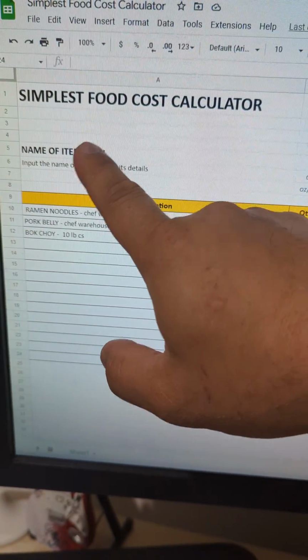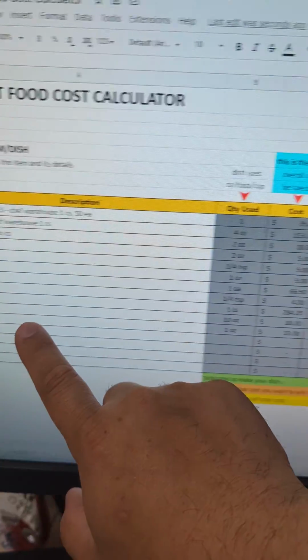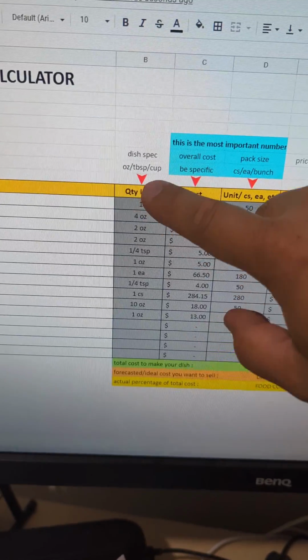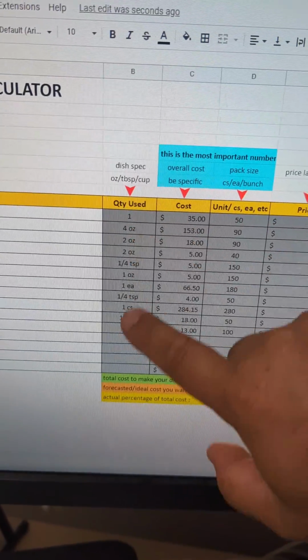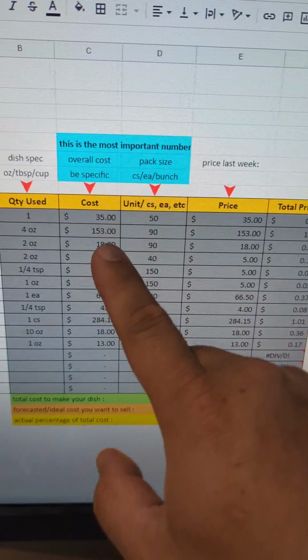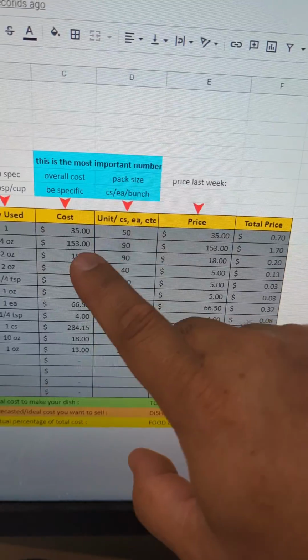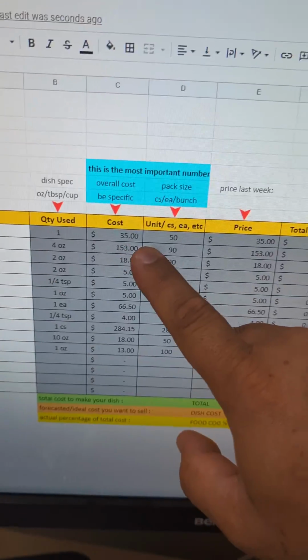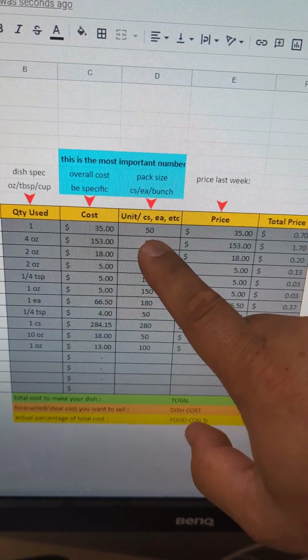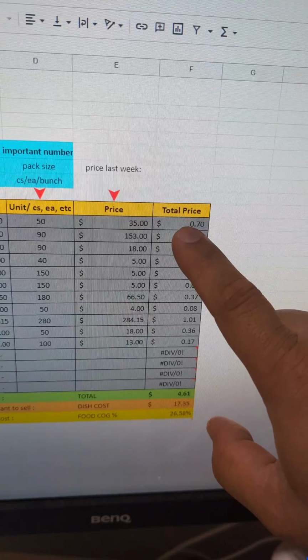Again, let's run down. The item of your dish on this side, this would be whatever goes into your components. This is the spec to whatever your dish is. Now, these two numbers are what I want you to pay attention to. Really important is the cost of the case or per each, and then the unit of which you get the case. So for this example, a case of ramen noodles is 35, you get 50 in there. The formula is this divided by this, and you get this price, okay?